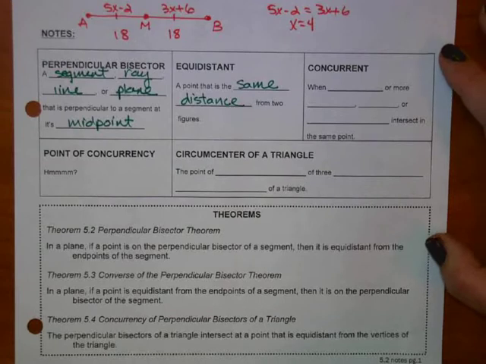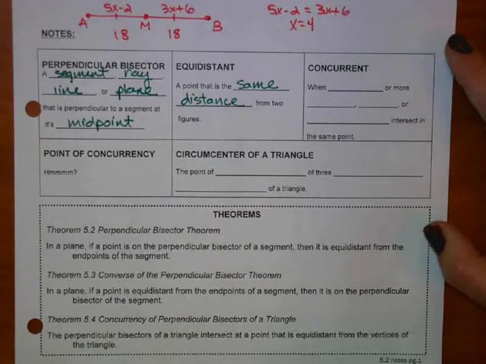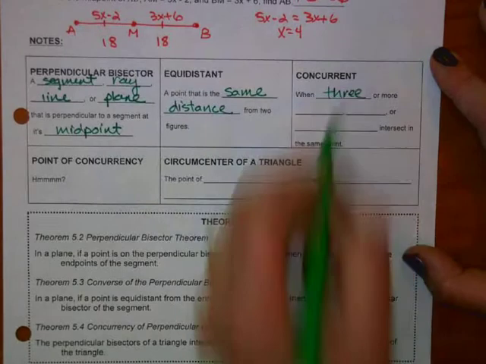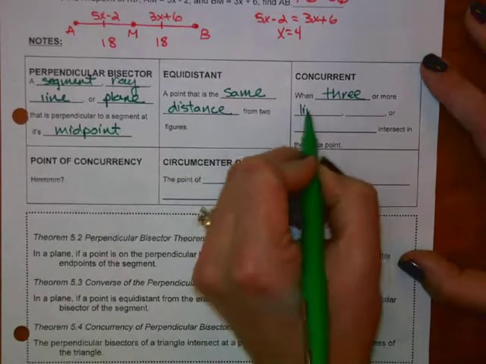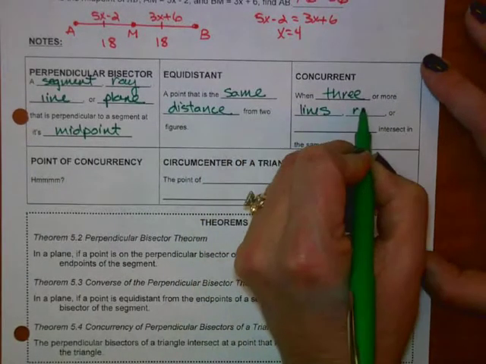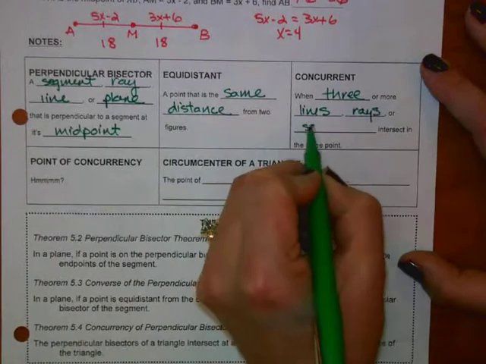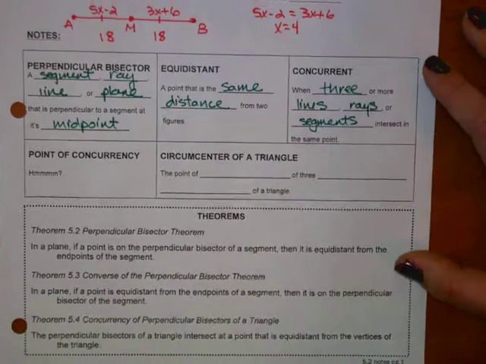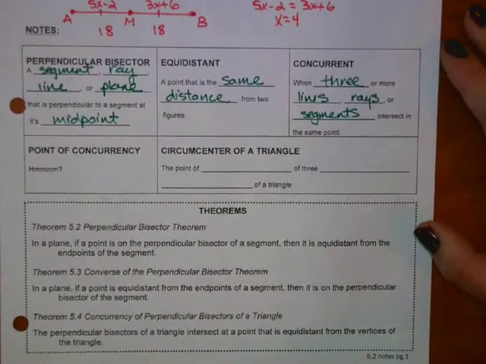Concurrent. I don't know if there is one. When three or more lines, rays, or segments intersect in the same point, that means they're concurrent. Okay?